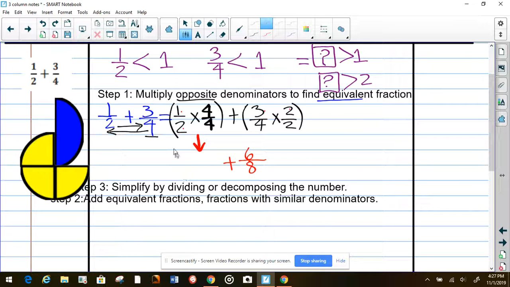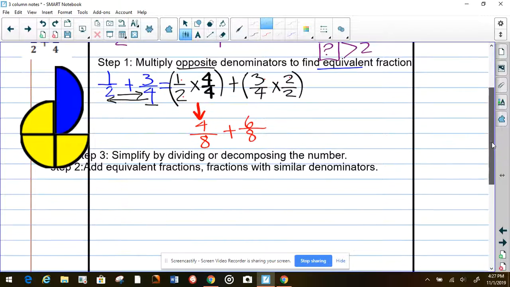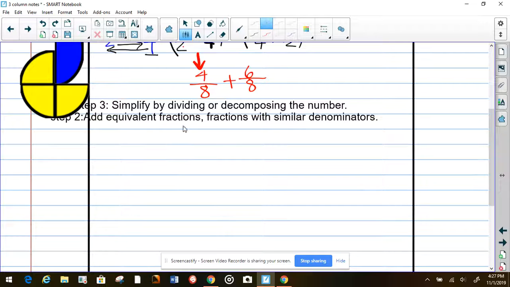And we do this right here. Again, 1 times 4 equals 4, and 2 times 4 equals 8. Now we have common denominators, and this is easier now to do. That's going to be our third step. Our second step, my mistake. So let me grab the right tool.